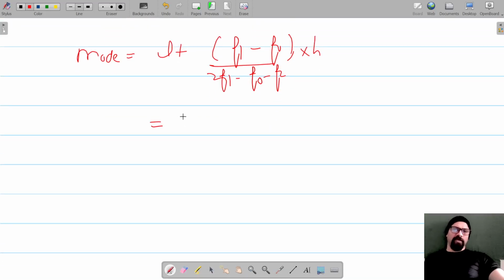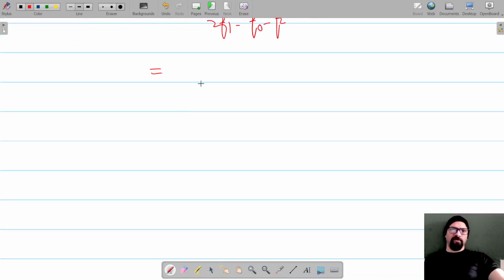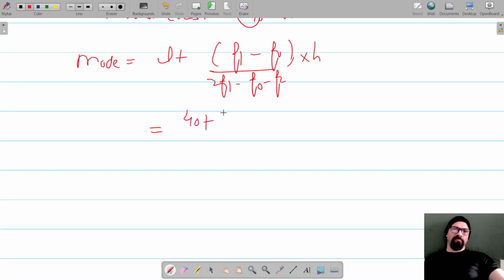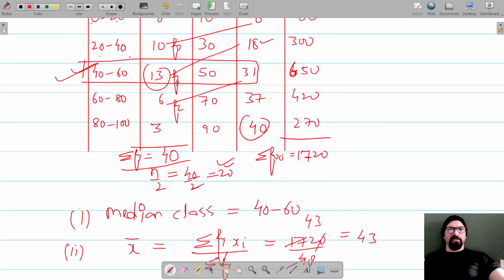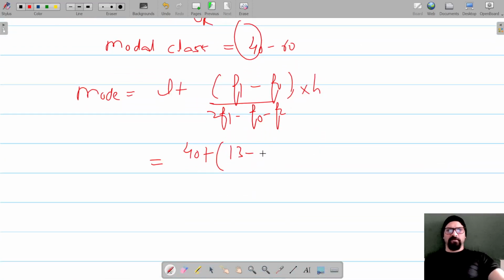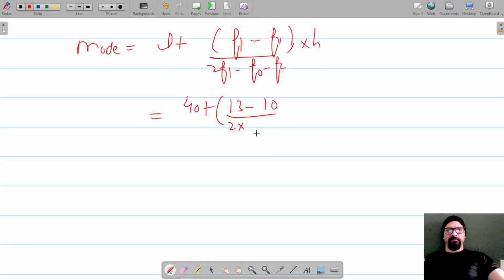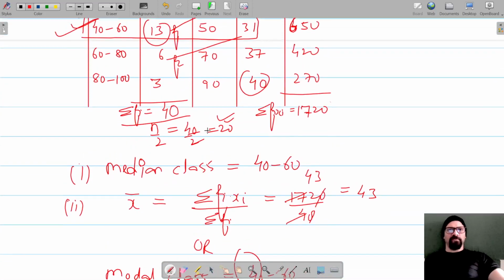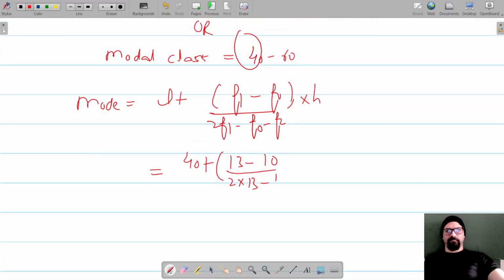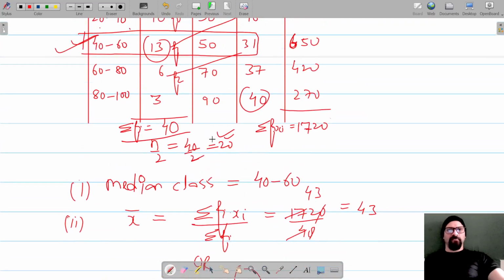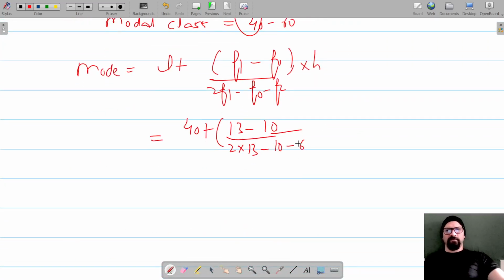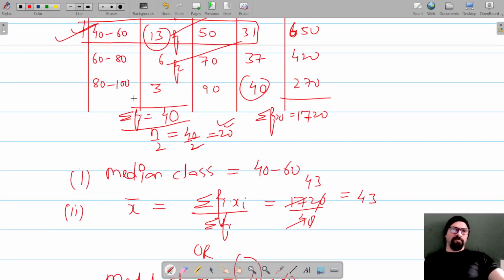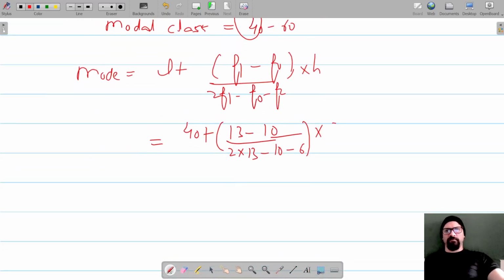If you put in the values, L is the lower limit of the modal class, which is 40. So this is 40 plus f1, where f1 is 13, minus f naught, which is 10, upon 2 into f1, which is 13, minus f naught, which is 10, minus f2, which is 6. And the class size is the upper minus lower limit, which is 20.